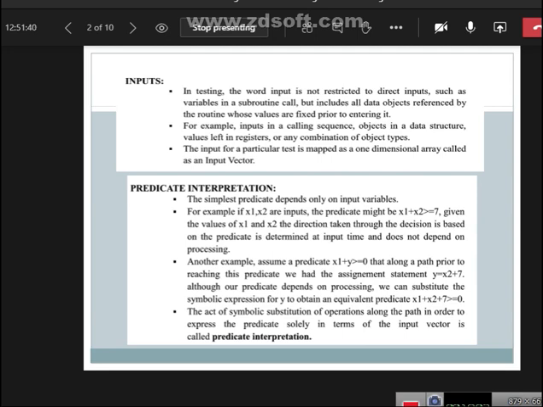But here, the act of symbolic substitution of operations along the path in order to express the predicate solely in terms of the input vector, that one is called predicate interpretation. Okay, understand that the act of symbolic substitution of operations along the path in order to express the predicate solely in terms of input vector is a predicate interpretation. See, this is about inputs and predicate interpretation. We can go for the next slide.